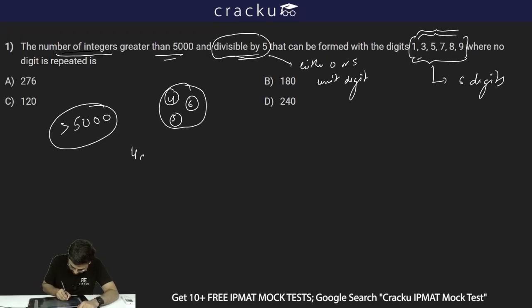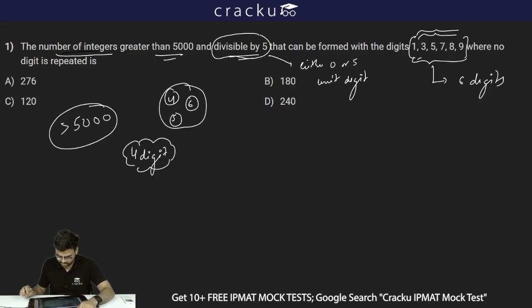Firstly, we have to see how many 4-digit numbers are possible. So we have 1, 2, 3, 4. Now it is very sure that the last digit will be 5. So the number of ways to fill the last digit will be 1 only, because only 5 can come.